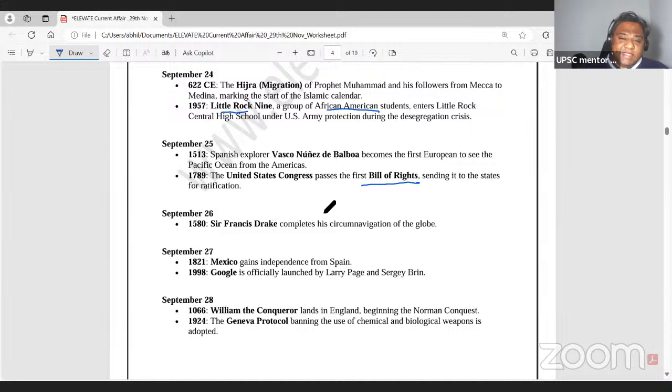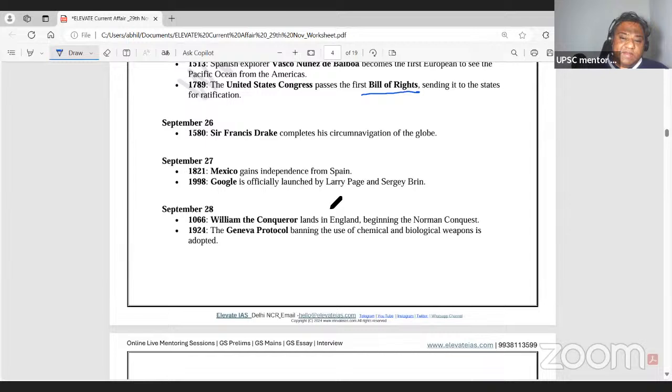September 26, 1580, Sir Francis Drake completes the circumnavigation of the globe. September 27, Mexico gains independence from Spain, 1821. In 1998, Google is officially launched by Larry Page and Sergey Brin.